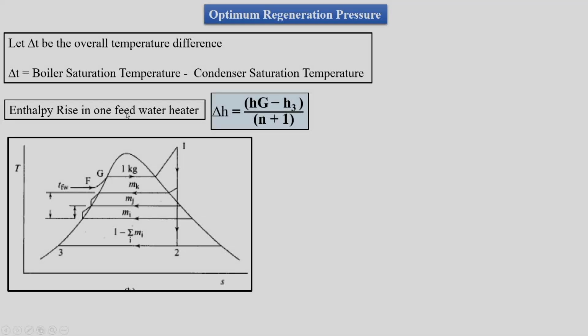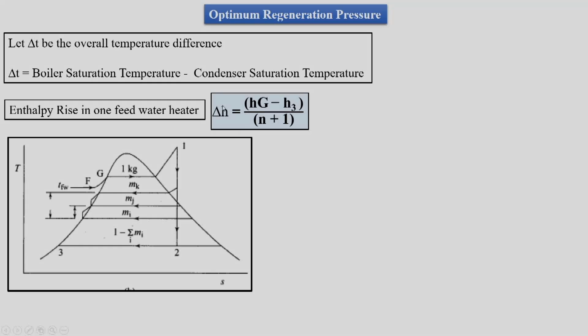So, the enthalpy rise in the feed water heater is now Hg minus H3. We are neglecting the minor temperature rise in the economizer, and so Hg minus H3 is the temperature rise in the feed water heater divided by n plus 1. That gives us the enthalpy rise in one feed water heater. So, if there are multiple feed water heaters, what will be the enthalpy rise in one feed water heater?